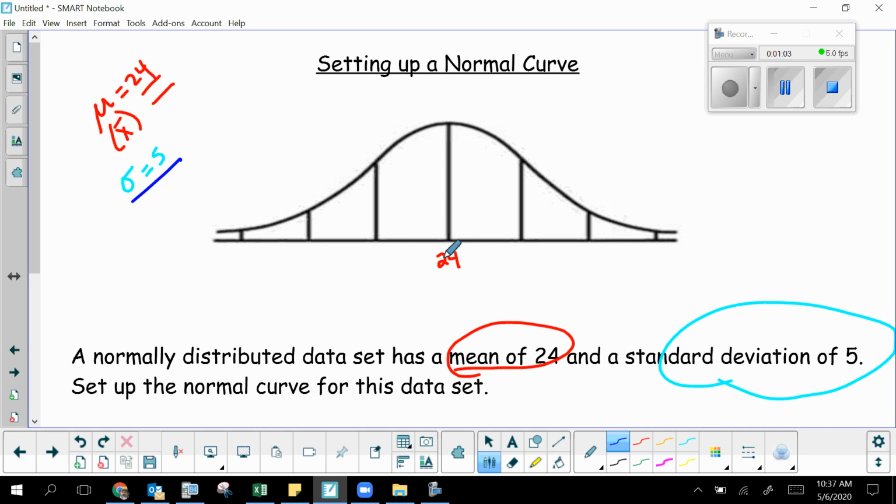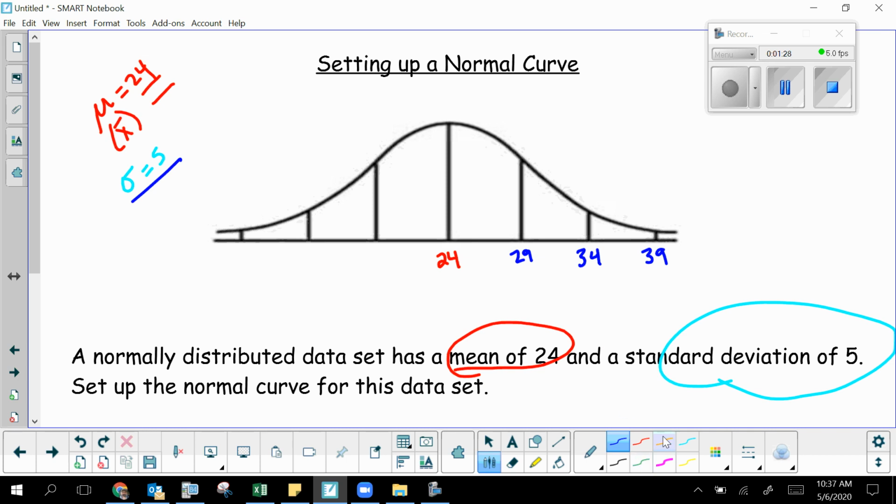So if I'm going to the right of my mean, 24 plus 5 is 29. One standard deviation above the mean would be a value of 29. 29 plus 5 gives us 34, which would be 2 standard deviations above the mean. 34 plus 5 gives us 39, which would be 3 standard deviations above the mean.